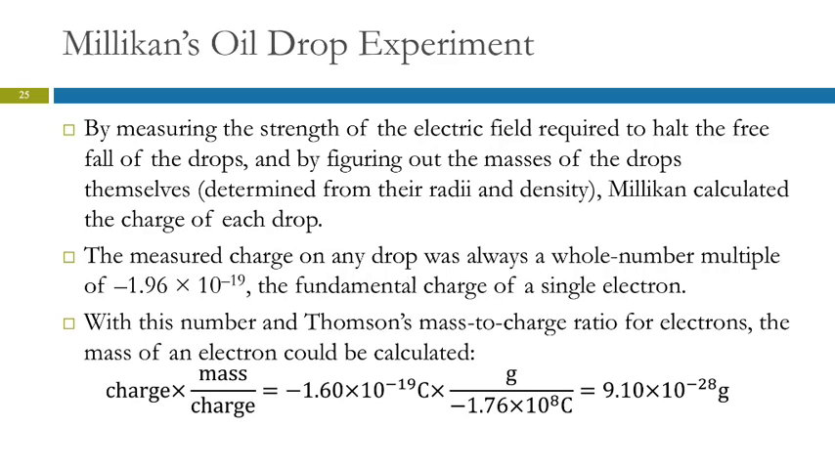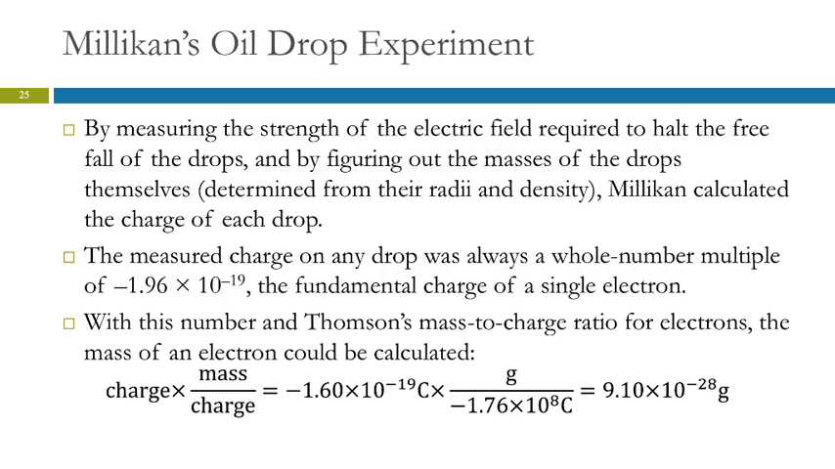So he measured the strength of the electric field, and he could figure out the masses, and then he could calculate the charge of each drop. And so he came up with this number because the drops were different sizes, right? He could tell how large the drops were from their radius and their density. And he could figure out the charge on each drop.